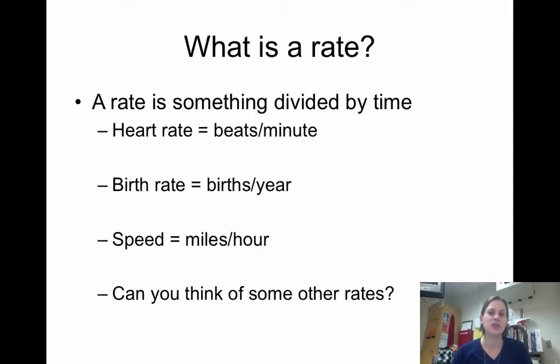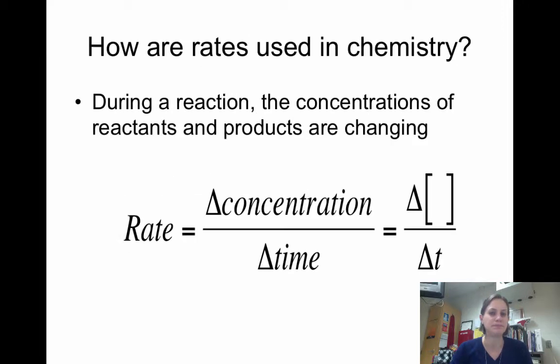So for the first question, what is a rate? A rate is something, anything, divided by time. So for example, a heart rate is the number of beats per minute. A birth rate is the number of births per year. Speed is miles per hour. Can you think of some other rates? Write down a few more examples on your own.